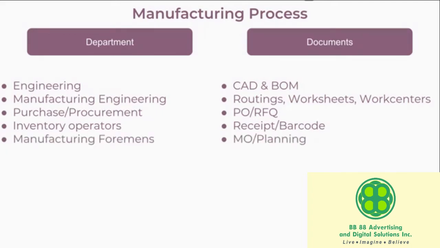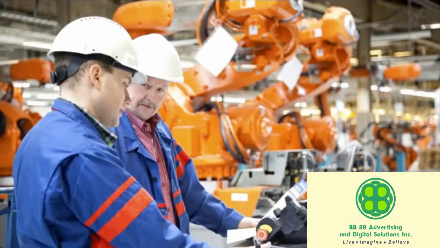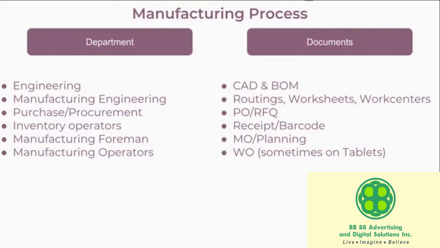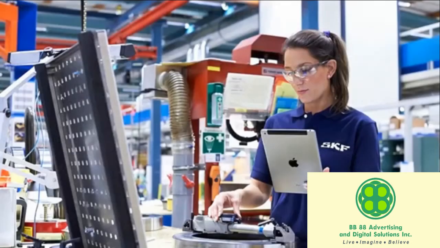Then the manufacturing foreman will create a manufacturing order and manage the planning of the manufacturing operators. Then the manufacturing operators can start production following a work order, sometimes on a tablet. After the products are produced, we can deliver. The inventory team will prepare the order for shipping.